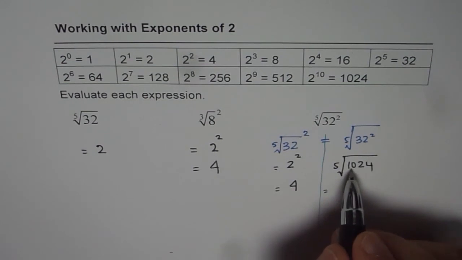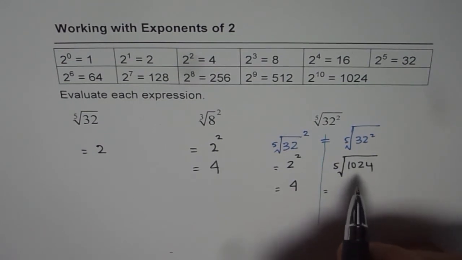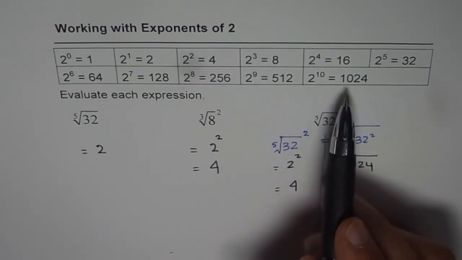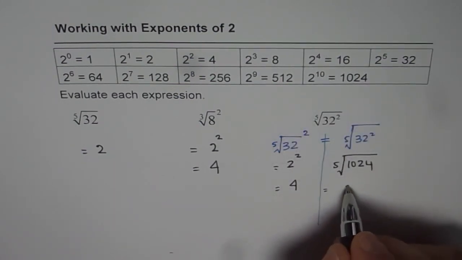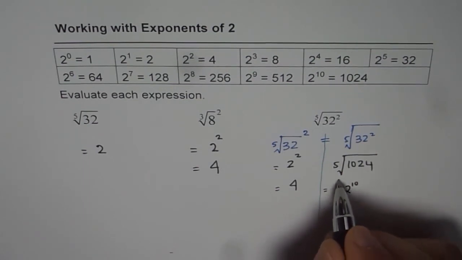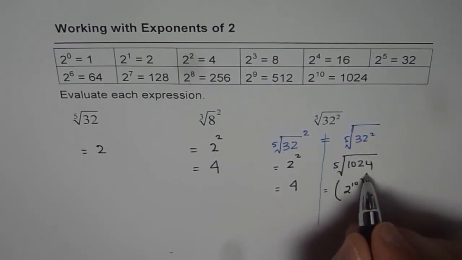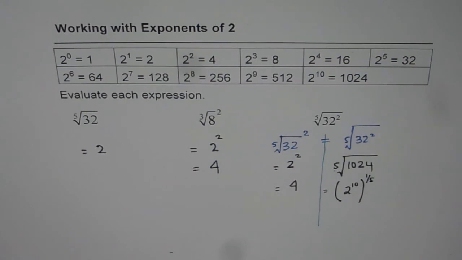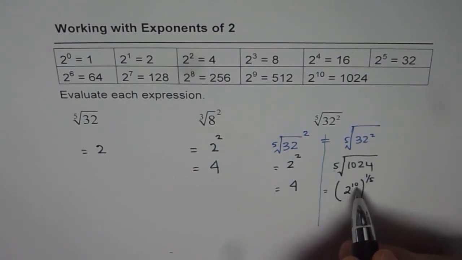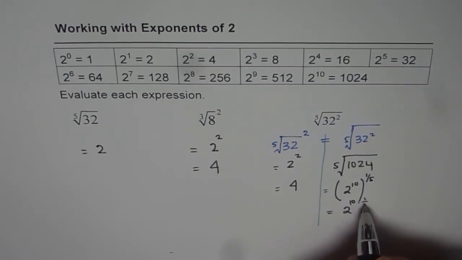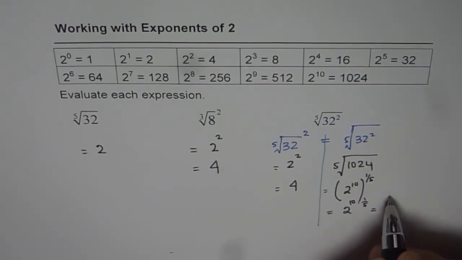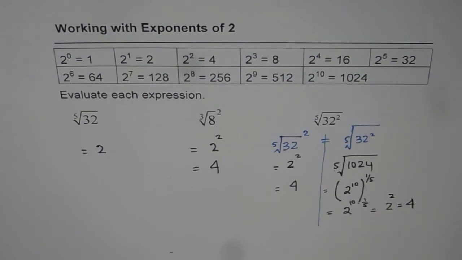Now the fifth root of 1024. Well, we know what 1024 is. 1024 is 2 to the power of 10. So I can write this as 2 to the power of 10, and then I have to find the fifth root, or 1/5 of this. Do you see that? Now we'll apply the power rules. So we get 2 to the power of 10 times 1/5, or 2 squared, which is indeed equal to 4. So we get the same answer as we got earlier.